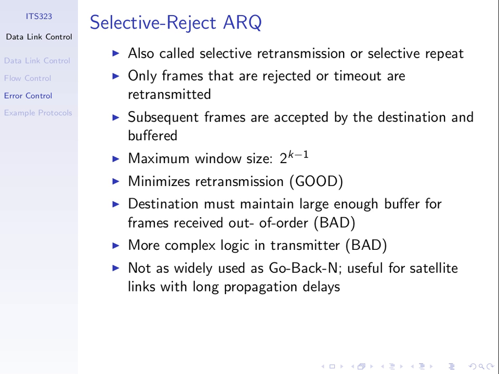But selective reject means there needs to be some extra buffer or memory at the receiver. That's the disadvantage. And it's more complex to implement at the receiver and the transmitter. That's also the disadvantage compared to go back N. And it turns out, even though it's more efficient in terms of retransmissions, the complexity and the buffering means it's not as commonly used as go back N. The simpler one is considered better for many applications. Some satellite links use selective reject.